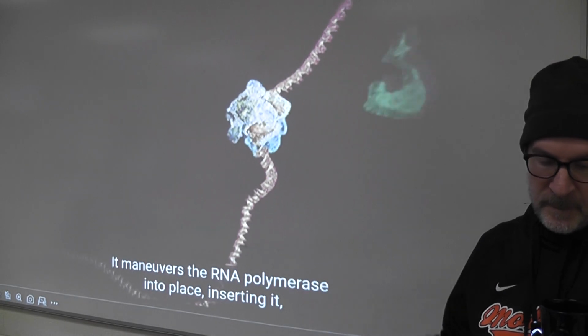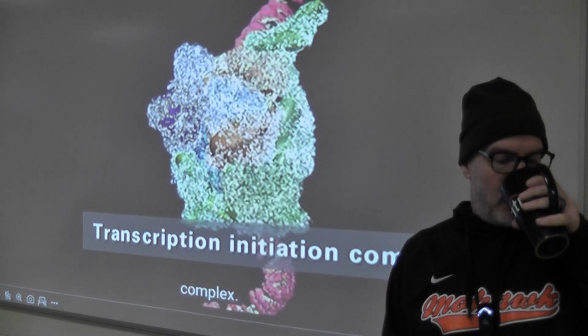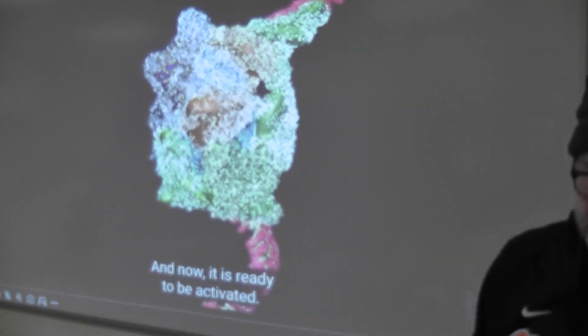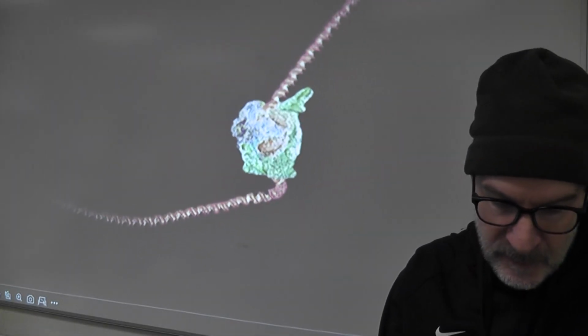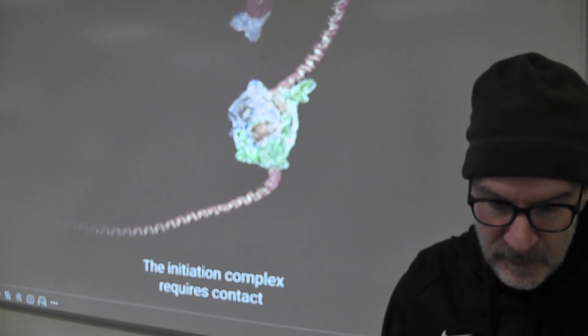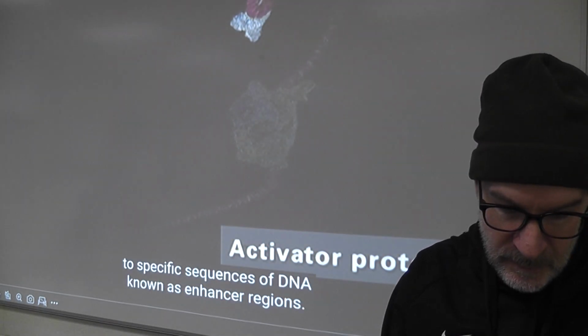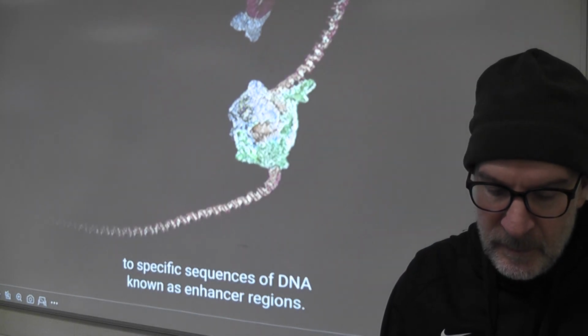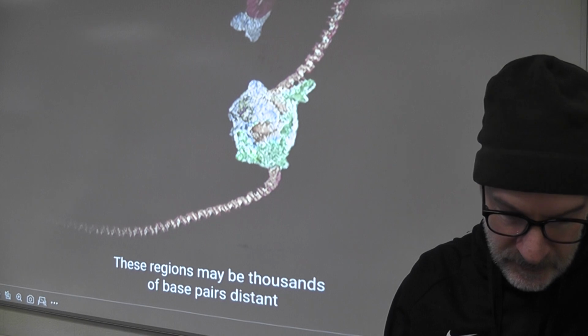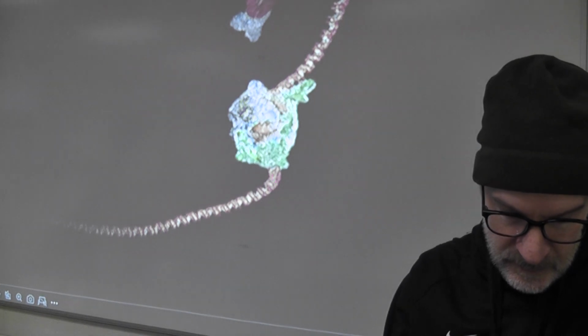A mediator protein complex arrives carrying the enzyme RNA polymerase. It moves the RNA polymerase into place, inserting it with the help of other factors between the strands of the DNA double helix. The assembled collection of all these factors is referred to as the transcription initiation complex, and now it is ready to be activated. The initiation complex requires contact with activator proteins, which bind to specific sequences of DNA known as enhancer regions. These regions may be thousands of base pairs distant from the start of the gene.